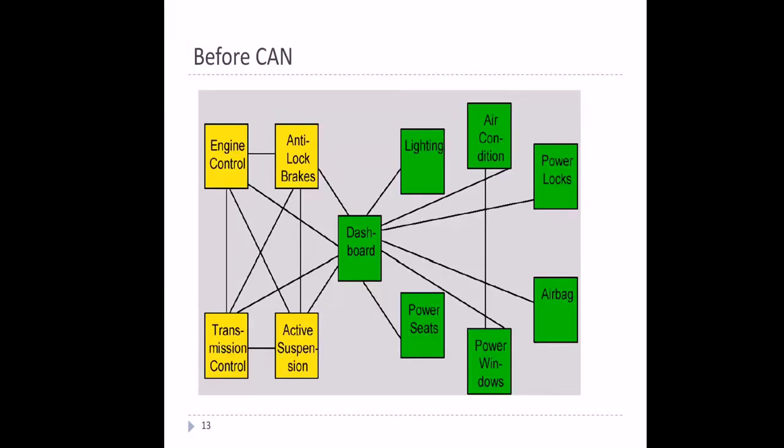Before CAN was launched, how was it? These are the modules in a car: AC, power windows, airbag, power locks, power seats, lighting, dashboard. These are in somewhat high-end cars, along with anti-lock brakes, active suspension, engine control, transmission control. The wires are so cluttered and the architecture so complex that if any damage or repair happens, it's very hard to even debug.